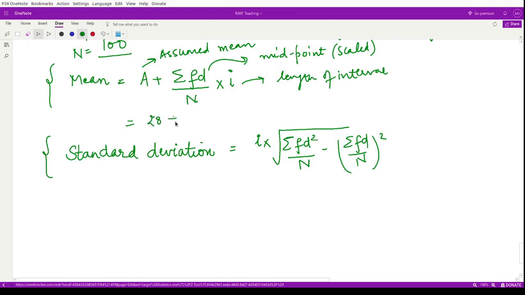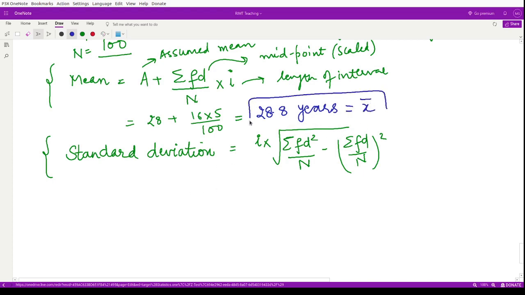28 plus 16 into 5 divided by 100, which when you calculate is equal to 28.8. So this is the mean value of what? Of years. So 28.8 years is the mean value of the sample. So this is your X bar. Then you will calculate your standard deviation.